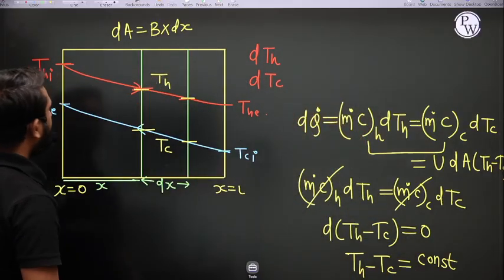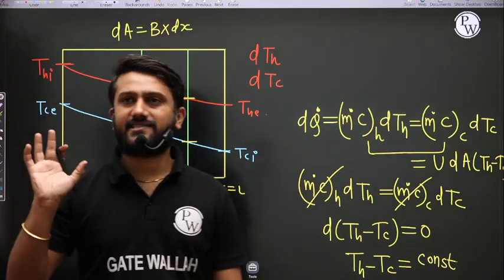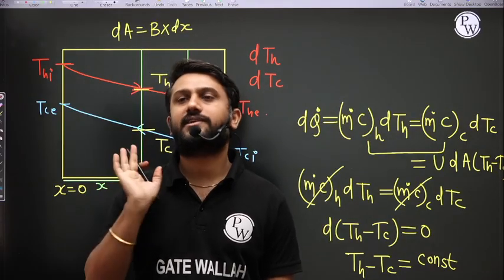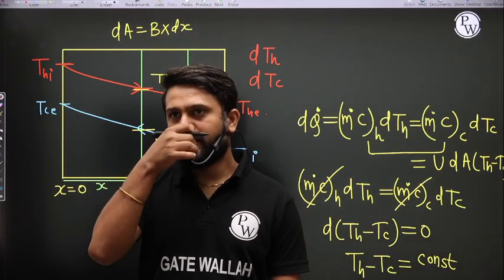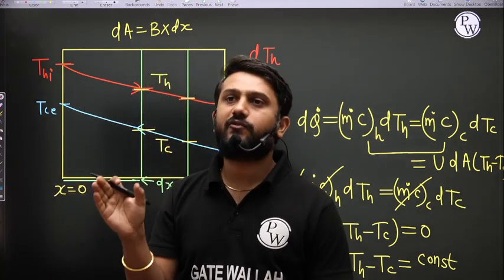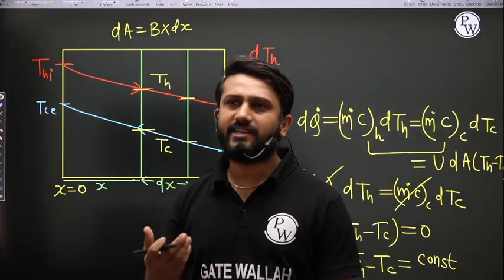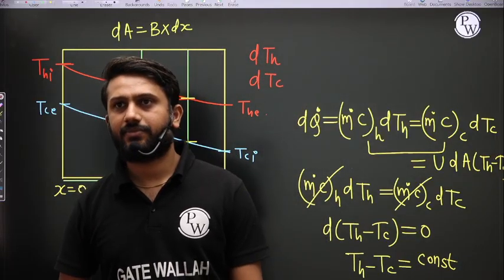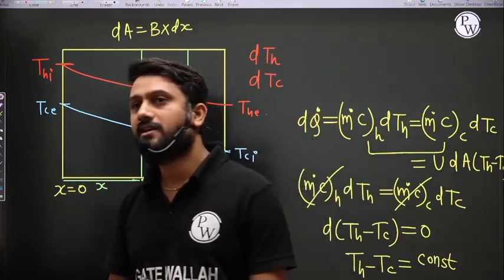And what is the meaning of that? The meaning is that at any distance x, the temperature difference between the hot fluid and the cold fluid is constant. It is not changing with respect to x, right? And what is the meaning of that? That means the hot fluid temperature profile and the cold fluid temperature profile are parallel to each other. How are you getting Th minus Tc equal to constant at every x? When the temperature profile is parallel, then you are getting Th minus Tc is equal to constant.